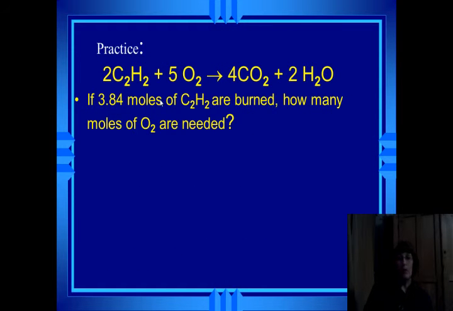Next one, you have the practice here, and you have room for this on your paper. C2H2, so 2 moles of C2H2 plus 5 moles of oxygen is going to produce 4 moles of carbon dioxide and 2 moles of water. And of course, this is a combustion reaction, combustion of a hydrocarbon, so we always have 2 products, carbon dioxide and water. So if 3.84 moles of C2H2 are burned, how many moles of oxygen are needed?